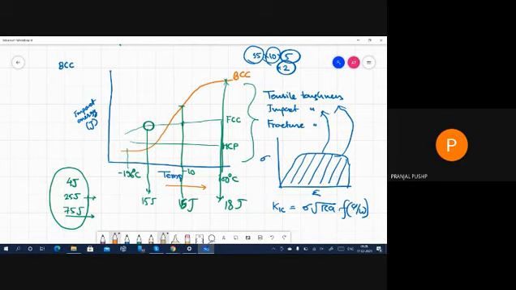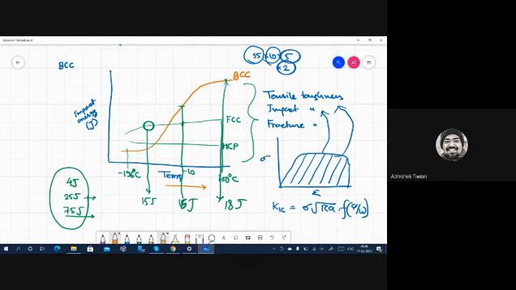Because of the number of slip systems. Correct. I don't know why you are not saying this. This is the right answer. Thank you. You should be a little confident about this.